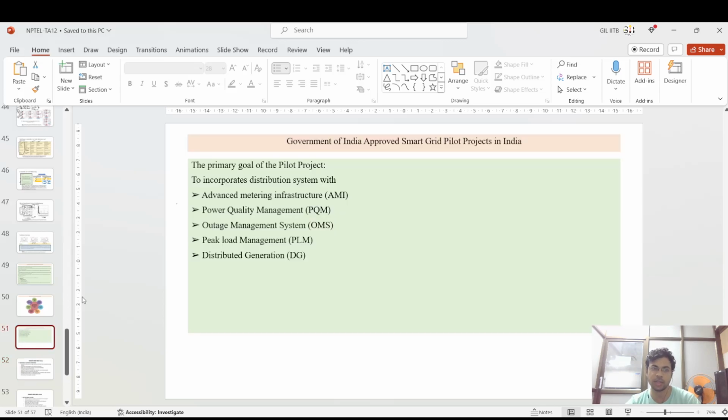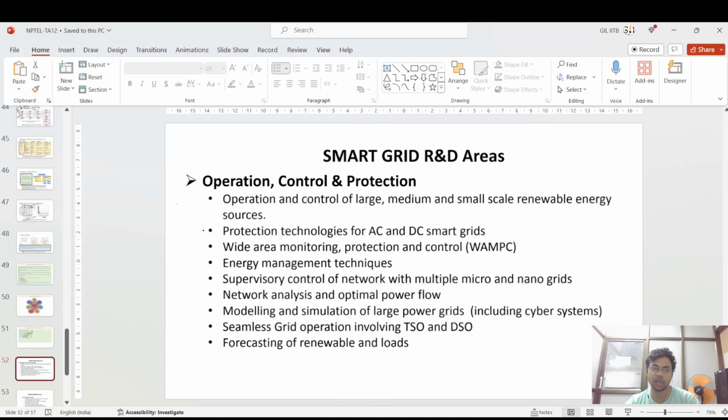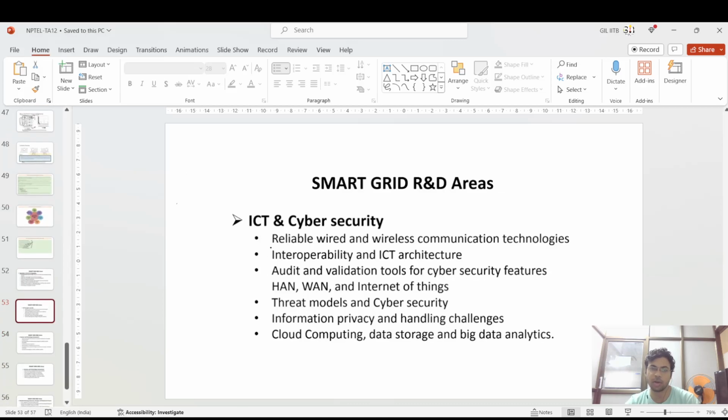Here I have put the operation control, the research and development areas, and the components incorporated in the distribution system in this pilot project: advanced metering infrastructure, power quality management, outage management system, peak load management, and distributed generation. These are all components of this distribution system. The main R&D areas are operation control and protection of the WAMS system, supervisory SCADA system, TSOs, that is the transmission system operator, and the distribution system operator, and how they operate seamlessly during cyber attacks, and forecasting of renewables.